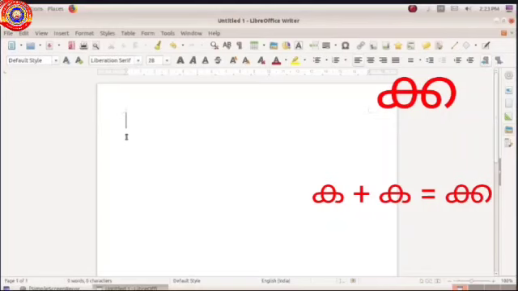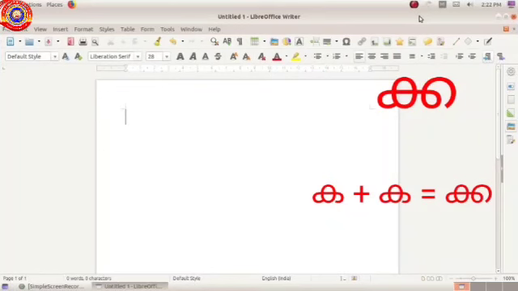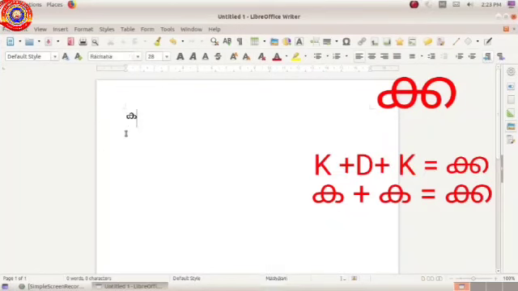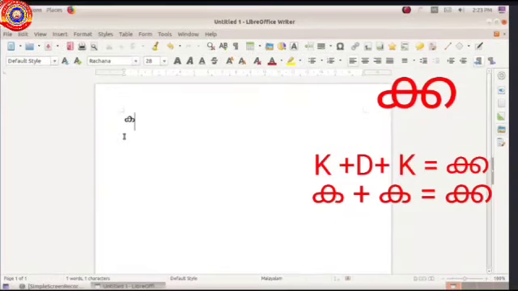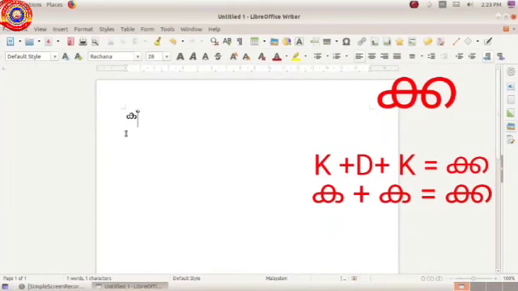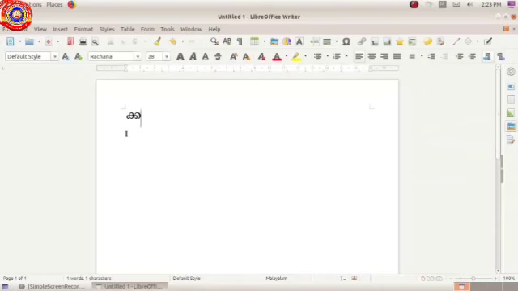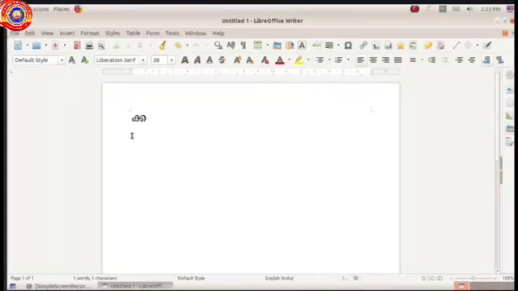Which key will we use for typing ka? Yes, K. First, type K. Look, ka is ready. Then, type D from the keyboard. Again, type K from the keyboard. See, ikka is ready. Likewise, we can type compound letters.